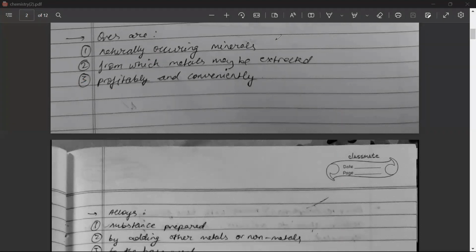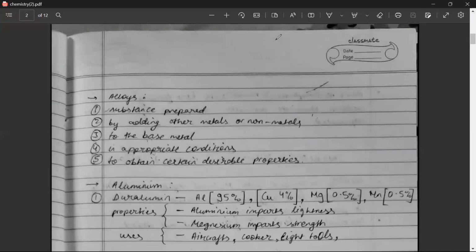Now let's move on to the definition of alloys. What exactly are alloys? An alloy is a substance prepared by adding other metals and non-metals, mostly metals, to the base metal in appropriate conditions to obtain certain desirable properties. So say for example, if you want to make a very hard substance, you would take a metal, say aluminium, and add some metals into it to make it much stronger than it originally was.